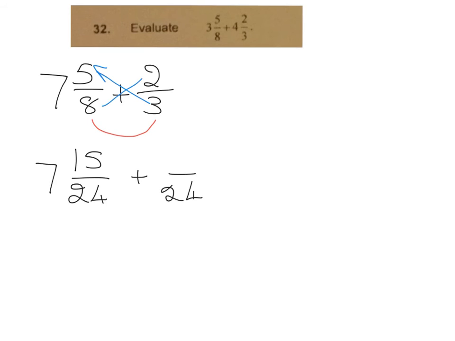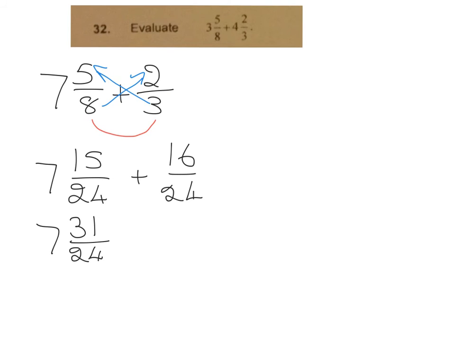And then 8 times 2 is 16. So now we have the same bottom number, the same denominator, so we can go ahead and add. So 15 plus 16 is 31. So we have 7 and 31 over 24.